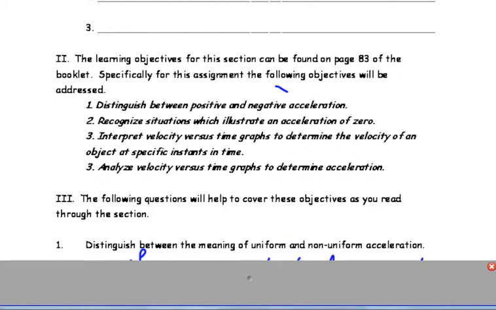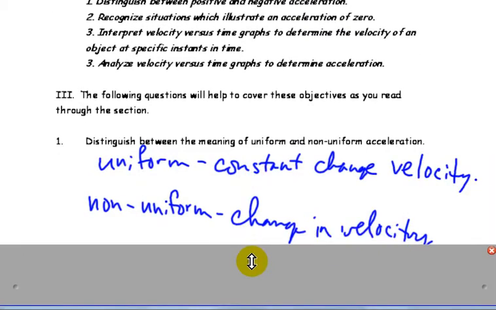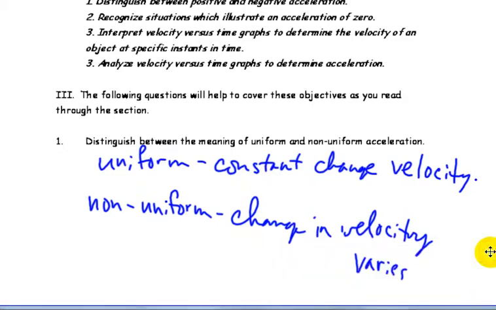Okay, so again, looking at uniform versus non-uniform acceleration. A change in velocity of some kind is an acceleration. So if it's a constant change in speed, that is uniform acceleration. If we're looking at velocity changing sporadically, that is considered non-uniform acceleration.